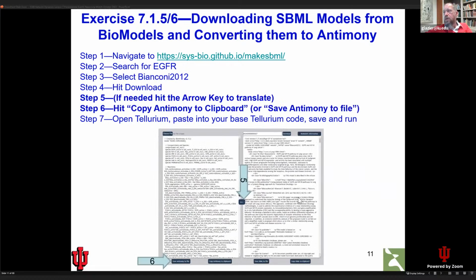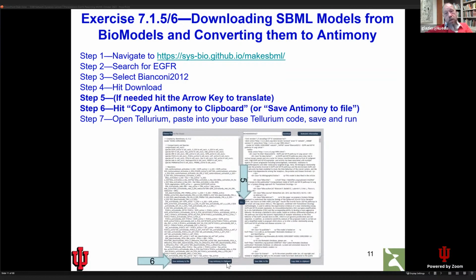Okay. And so what you should see is a bunch of SBML code here on the left. And it probably will automatically translate it into Antimony. If it doesn't, hit the little translate button here in the middle. That will take you back and forth between Antimony and Tellurium. And now at the bottom, you have options: save Antimony to file or copy Antimony to clipboard. So hit copy Antimony to clipboard.